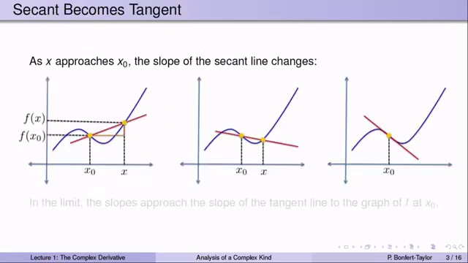Next, we need to let x approach x0. And by doing that, the slope of the secant line will change. As this point x moves toward x0, the slope of the red line, that's the secant line, will change. Here's an example. X moved closer to x0, and the line changed quite a bit. As x moves closer and closer to x0, the secant line becomes a tangent line in the limit.